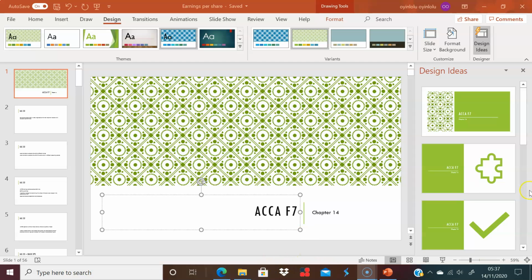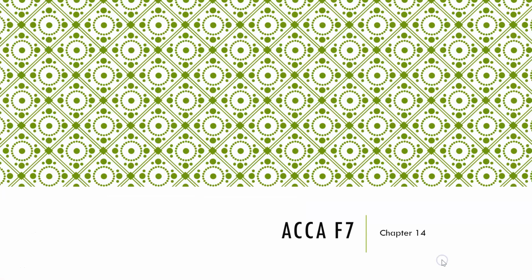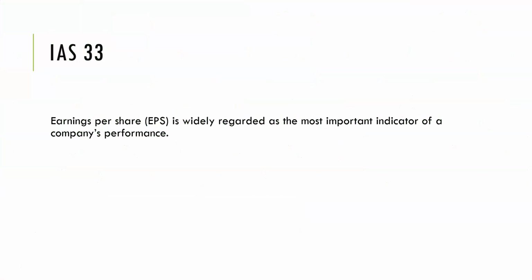Okay, so this is the chapter on earnings per share. We're just recording earnings per share to make sure you have access to it. Let's just maximize this. So earnings per share, chapter 14.